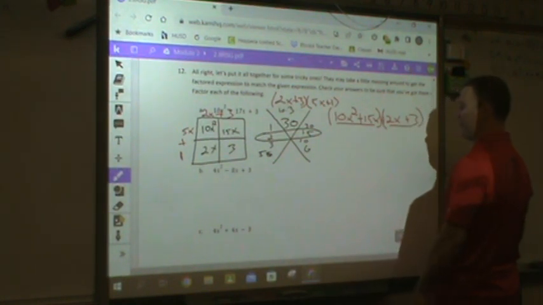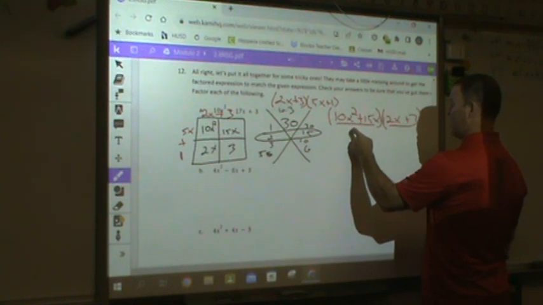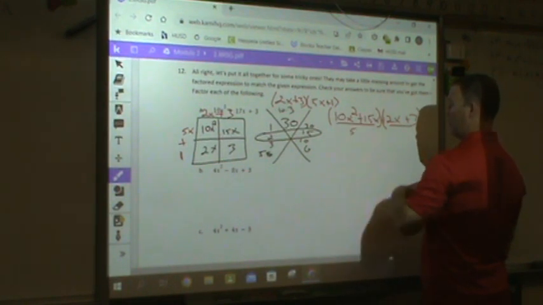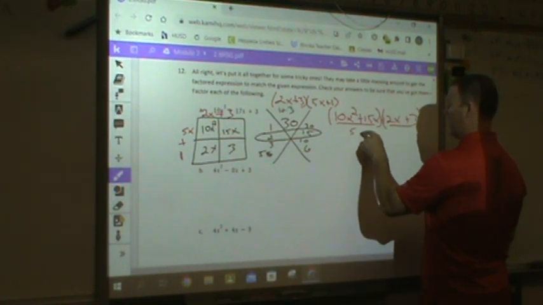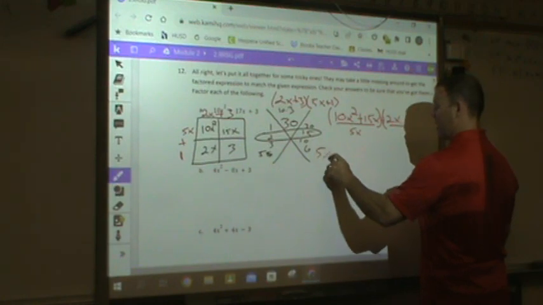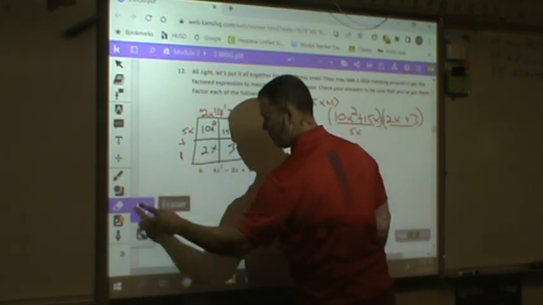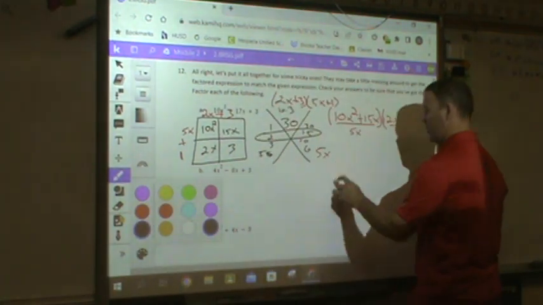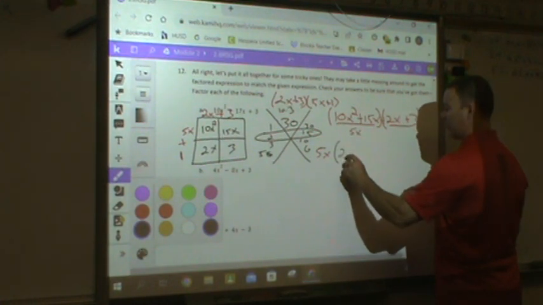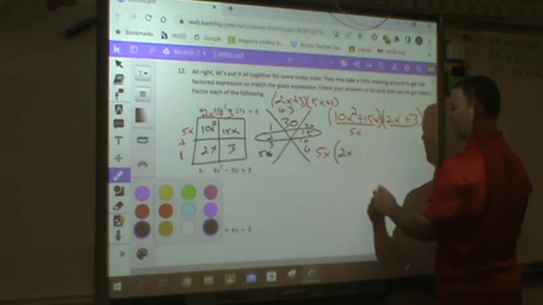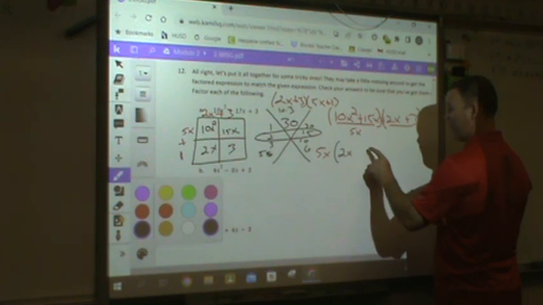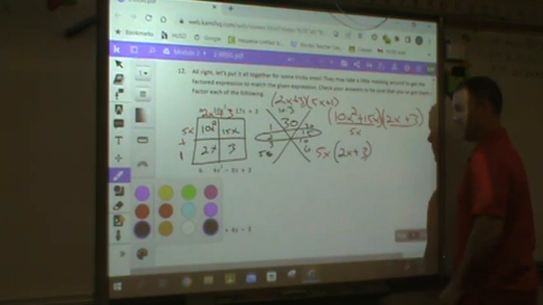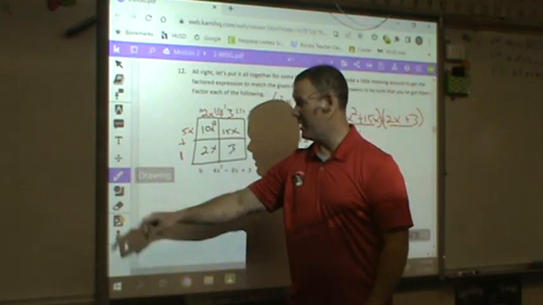So what's the greatest common factor of the first two terms? I see a 5. 5 will go into 10, 5 will go into 15. I also see an x. So I'm going to take out a 5 and an x. I'll color differentiate here so you can see what's left. 10 divided by 5 is 2. X squared divided by x leaves me with x. 15 divided by 5 is 3. X divided by x is 1. So 2x plus 3. That was one of our factors, right?